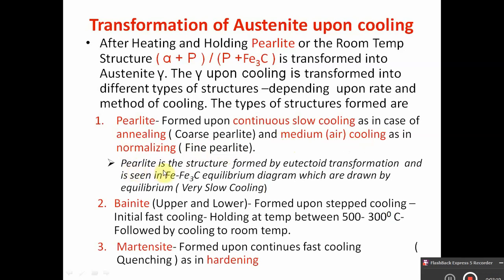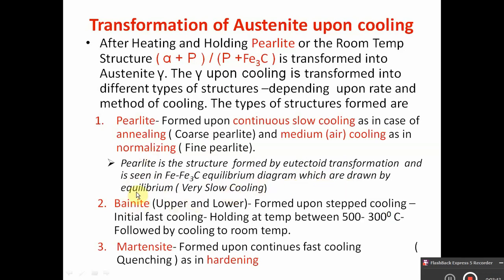This pearlite is a structure formed by eutectoid transformation. Eutectoid transformation means transformation of one solid into two different solid structures. One solid is austenite and the two different solids formed are ferrite and cementite, and it is seen in the iron-carbon phase diagram, which is drawn by equilibrium, that is very slow cooling.